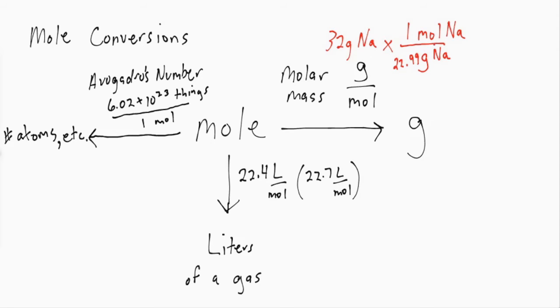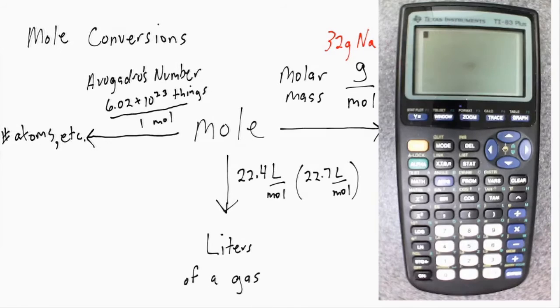So then at this point you're done. All you did was set up the dimensional analysis, and notice the only thing that's a little different is that we're using moles in our conversion factors. So 32 divided by 22.99 equals, and we're going to have two significant figures, so that'll be 1.4.